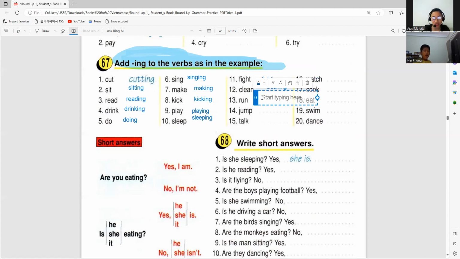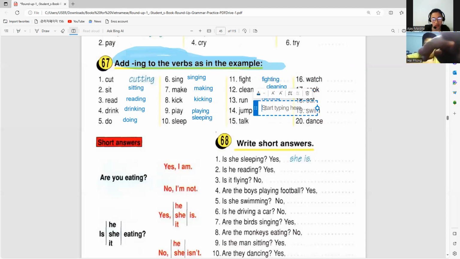Yes. Okay, how about number 13? Jumping. What is your answer? Please say it well. 13. Jumping. Jumping. 13 is run. Okay, run. What is your answer? Run, running. Running. Okay, you can type your answer.